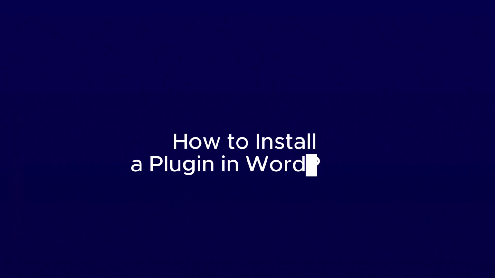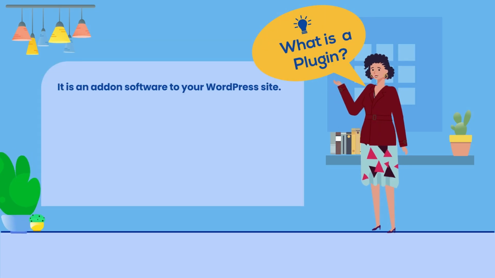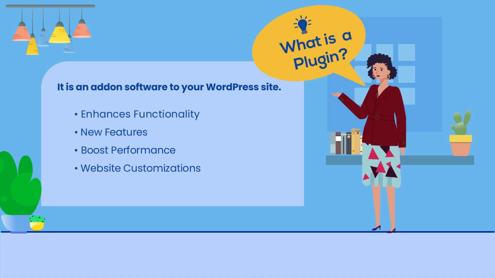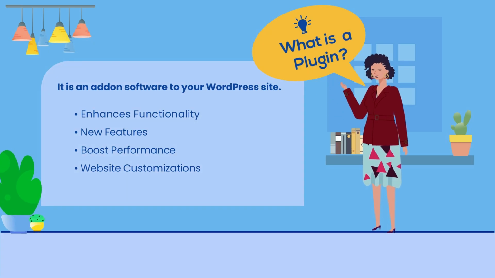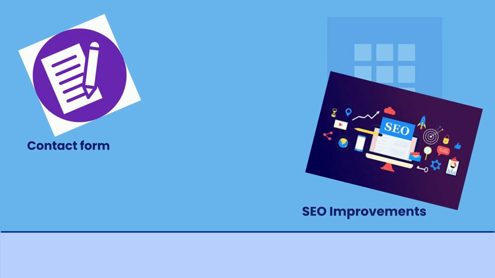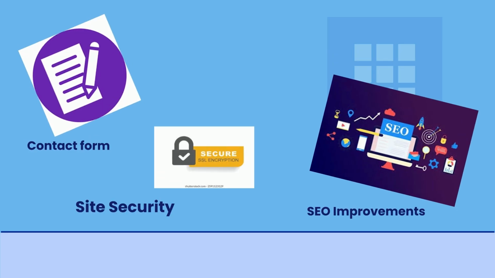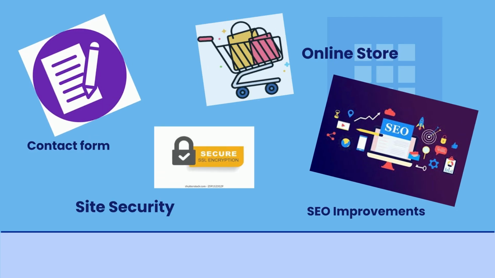In this video, we will show you how to install a plugin in WordPress. What is a plugin? A plugin is a software that enhances your WordPress website's functionality. It acts as an add-on that can introduce new features, boost performance, or customize your site without coding. Whether you need contact forms, SEO improvements, security enhancements, or an online store, there's likely a plugin for it.